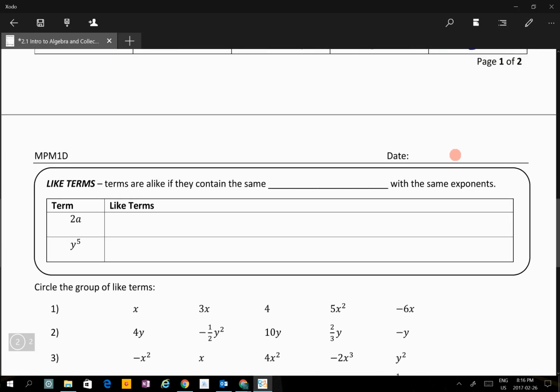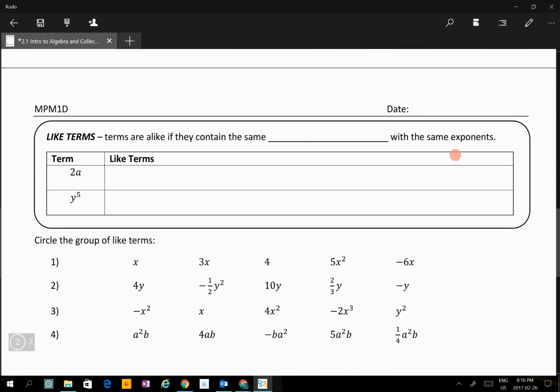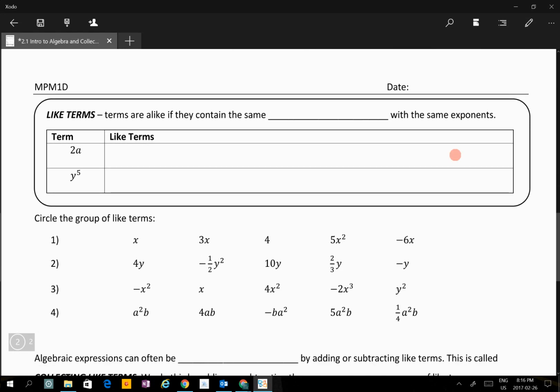Okay, let's move on. Like terms. So terms are like if they contain the same variables with the same exponents. Okay, so term 2a, what are some other terms that could be like terms? They have to have the same variables with the same exponents. So if I'm going to have any other term, it's going to have a in it, but it cannot have a squared, it cannot have a cubed, it's just a. It cannot be b, it cannot be x, it cannot be y, it has to be just a. So all I have to do is just write down the a and change the coefficient, and I would have a like term. So here's some examples.